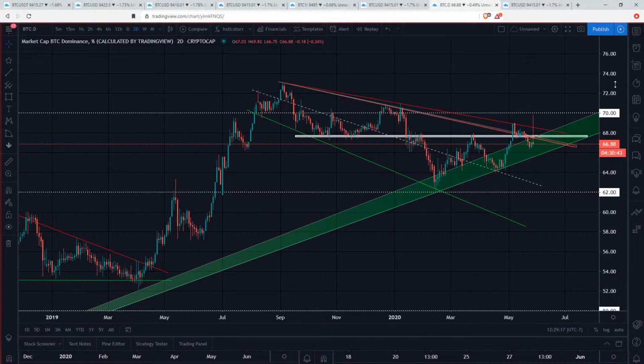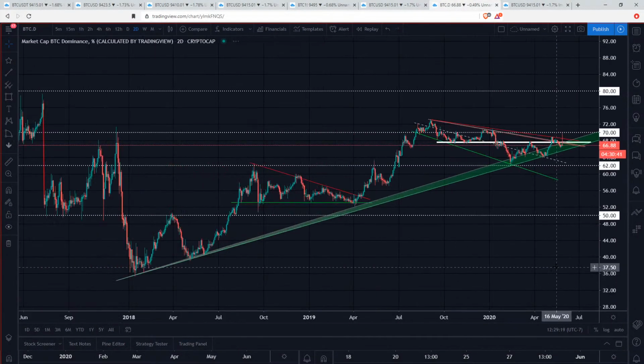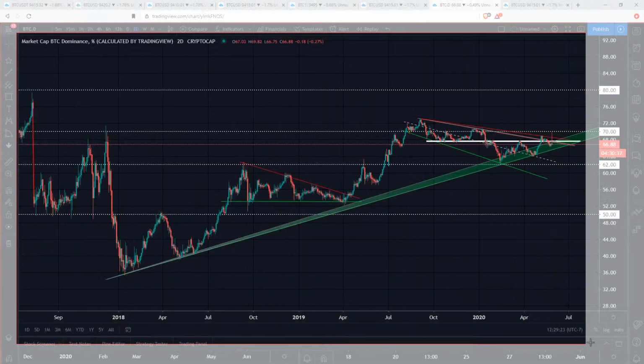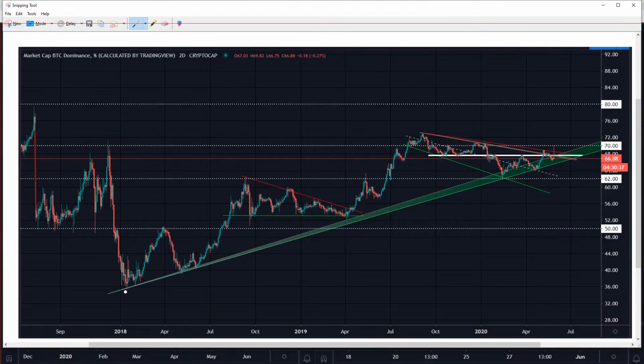So in my personal belief, if we zoom back out a little bit, we see that there is an ascending level of support that is creating a series of higher lows. So we see a low, higher low, higher low, higher low, higher low, higher low. I'm hesitant to be really looking for alts because we're seeing a significant strength in Bitcoin that is taking back the market share of the overall crypto market.